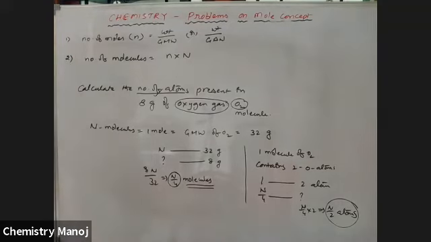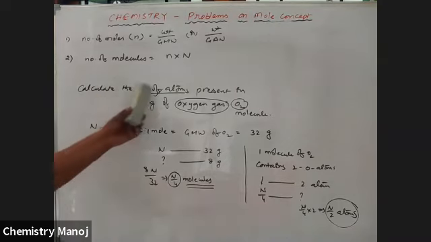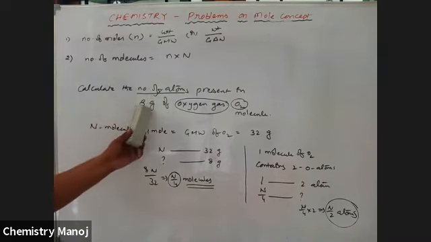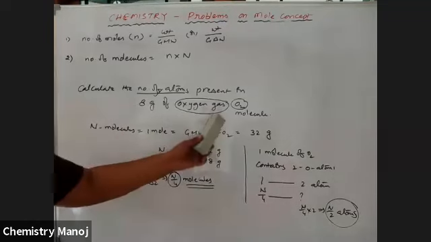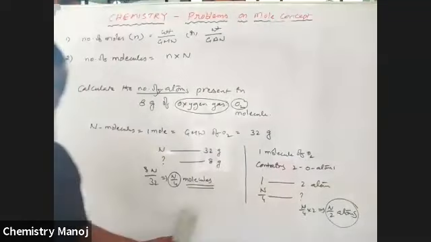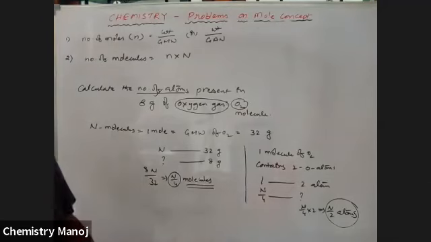Okay? So not small n, it is capital N. Small n is equal to mole, that is the symbol for mole. It is capital N. So finally, calculate the number of atoms. How many atoms are present in 8 grams of oxygen gas? N by 2 atoms, not N by 4. It is N by 2 atoms.